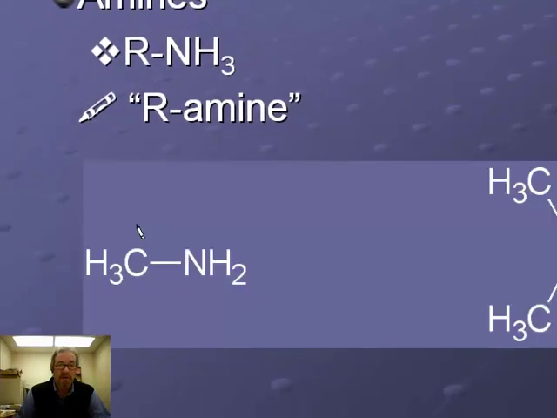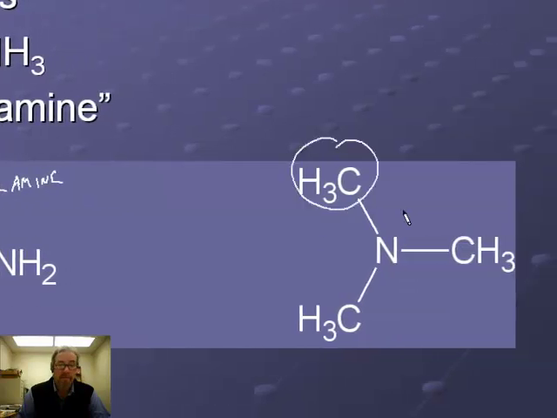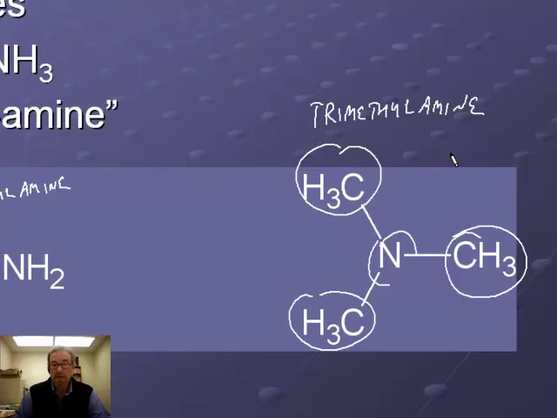Here are a couple of amines. Here's a single methyl group attached to an ammonia, and so we would call this methylamine. Here are 3 methyl groups attached to a nitrogen in the center, and so we would call this one trimethylamine. Or we could say methyl-methyl-methylamine.